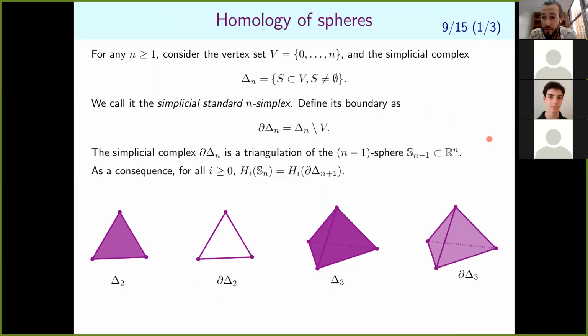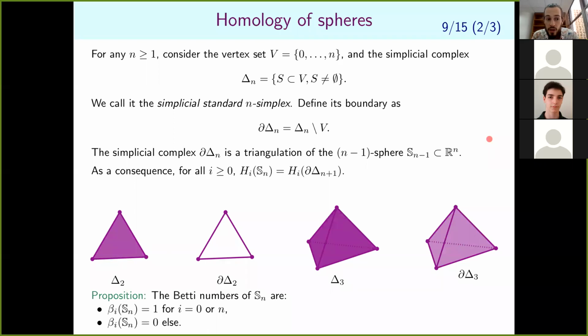Okay, awesome. Now we have triangulations of the spheres, and so we can apply the algorithm to obtain the homology groups, the Betti numbers of the spheres. And it turns out that the Betti numbers of the n-sphere are the following. They are 1 for i equal to 0 or i equal to n, and they are 0 otherwise.